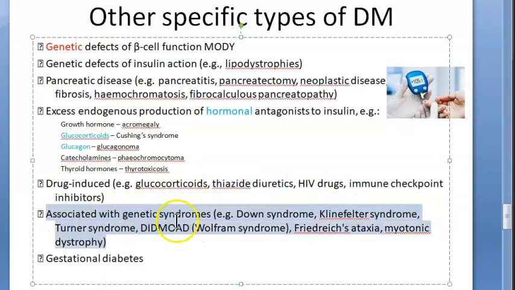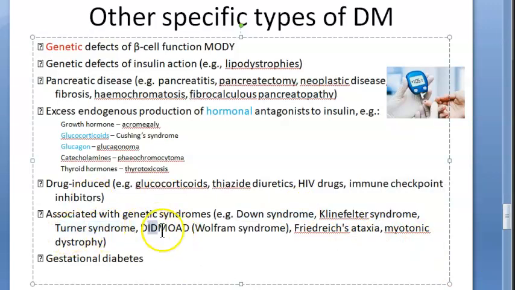Okay. Then we are going to the last 2 points. People, only last 2 points. Speak up. Associated with genetic syndrome. So they have some other syndrome because of which they have diabetes. Down syndrome. It's not Downs, it's Down syndrome. Klinefelter syndrome, that is XXY. Then Turner syndrome.